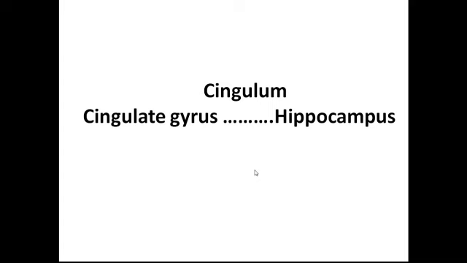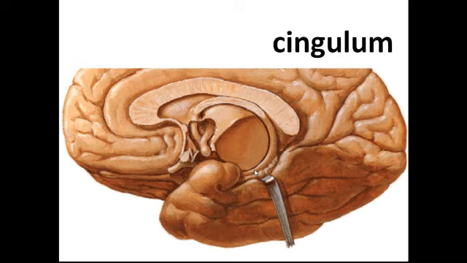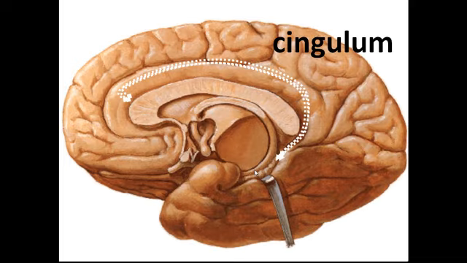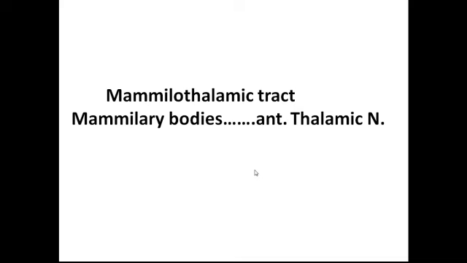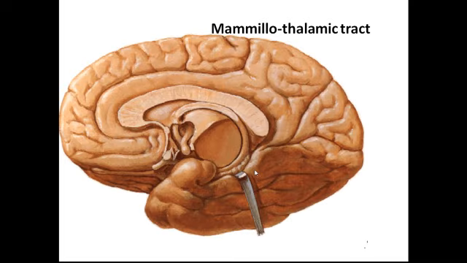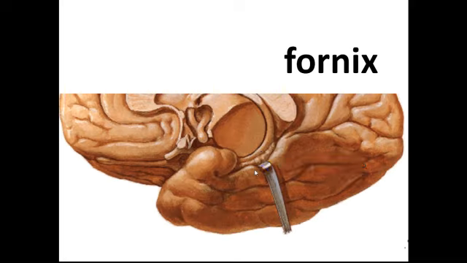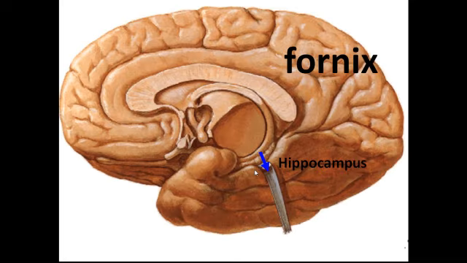The cingulum is part of the connecting pathways which connects cingulate gyrus to the hippocampus. The mammillothalamic tract connects the mammillary bodies to the anterior thalamic nucleus. Mammillothalamic tract connecting mammillary bodies to anterior nucleus of the thalamus. The fornix connects hippocampus with the mammillary bodies of the hypothalamus.